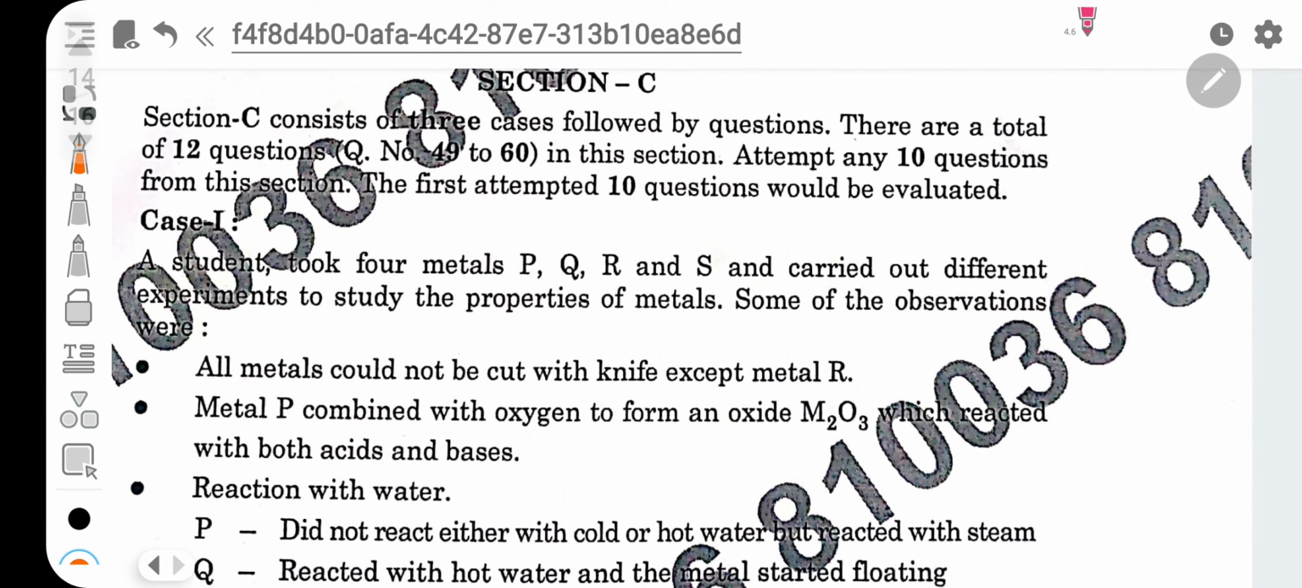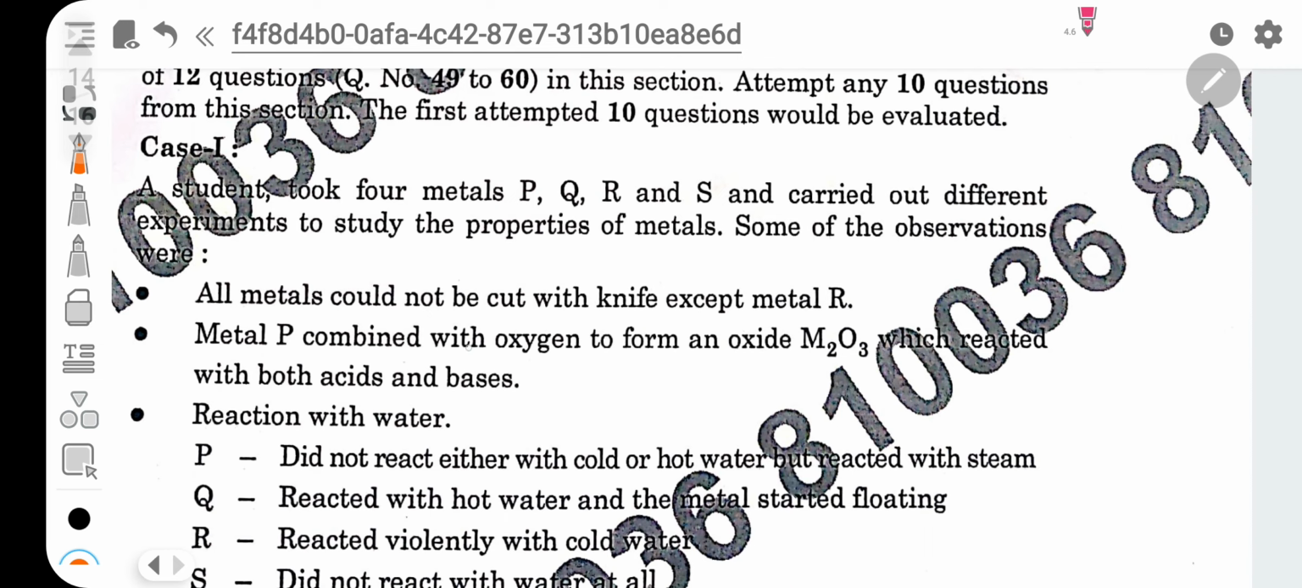The question states that a student took 4 metals P, Q, R and S and carried out different experiments to study the properties of metals. Some of the observations were: all metals could not be cut with a knife except R. So R can be cut, so R can be sodium or potassium. Metal P combined with oxygen to form an oxide M2O3. We all know that Al2O3 is the famous one, which reacts with both acid and base, so Al2O3 is an amphoteric oxide. So P is aluminium.